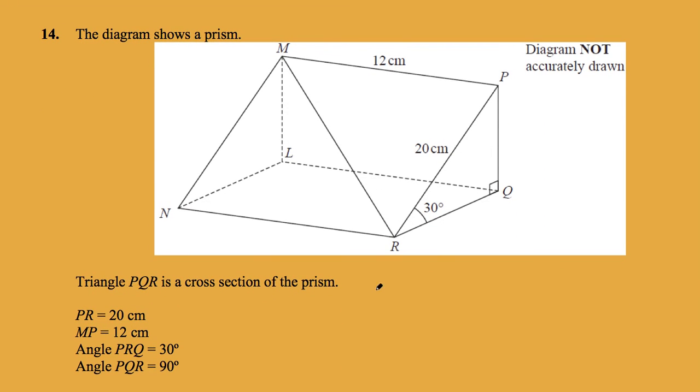Question 14. The diagram shows a prism. The triangle PQR is a cross-section of the prism, so that triangle follows the whole way through the prism. PR is 20 centimeters, MP is 12 centimeters. These are parallel because it's a prism, even though they don't look it in the diagram. PRQ is 30 degrees, that angle here, and PQR is 90 degrees as shown on the diagram.